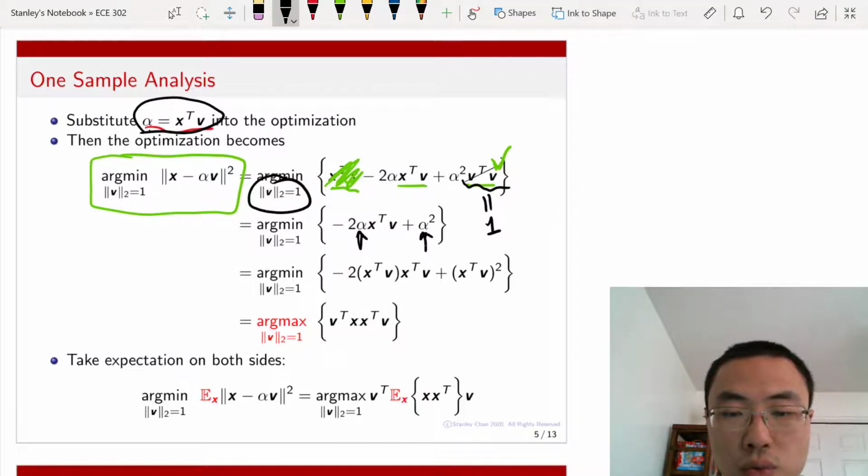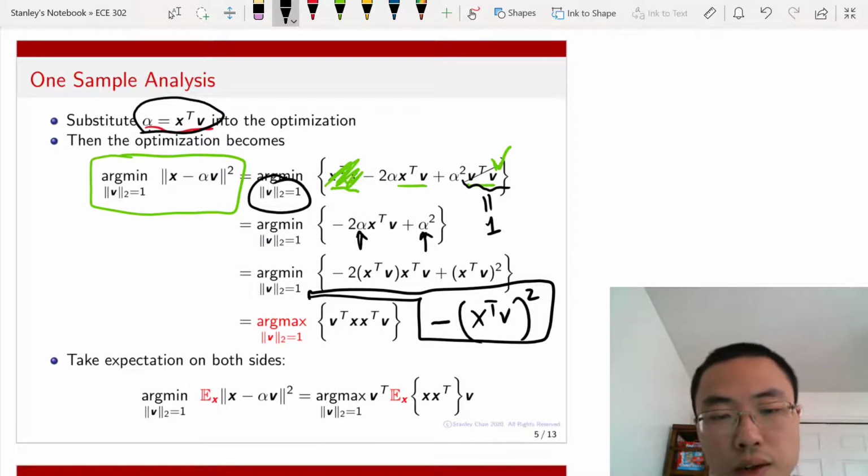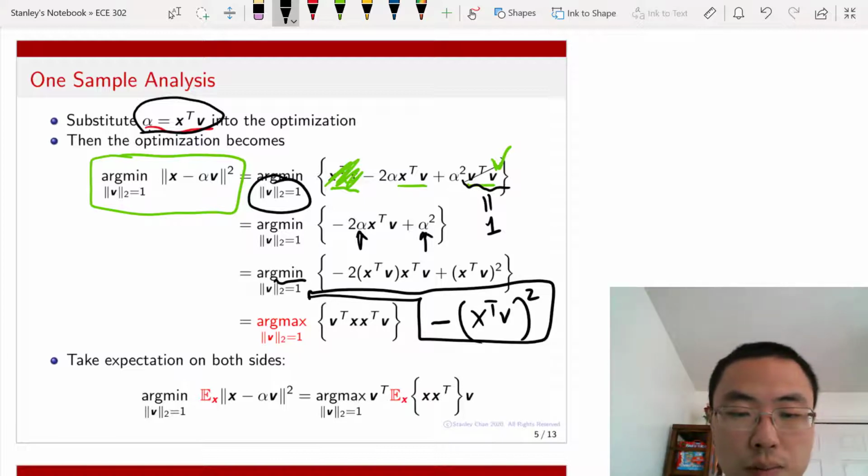You can get to minus x transpose v squared. Okay, so this is the solution that you're obtaining from here. And of course, if you're taking the min, you can flip the sign if you have a minus sign, so that will become a max.